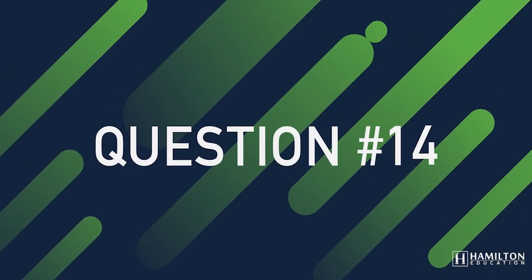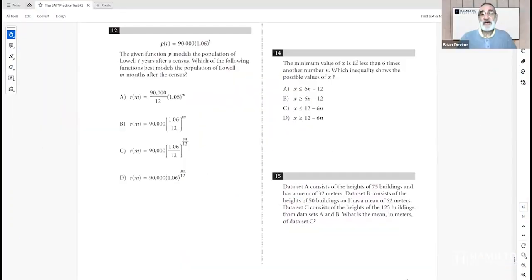Question 14. The minimum value of x is 12 less than 6 times some other number n. So if I take 6 times n minus 12, then x can't be any less than that. It has to be greater than or equal to that. So all I did was have to translate the words into symbols. And I can see that B would be the correct answer.